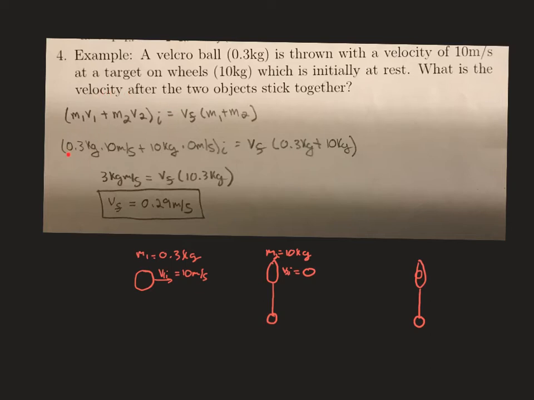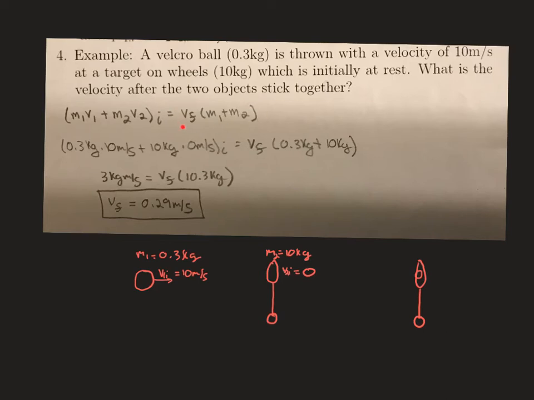So I'm going to first plug in my initial conditions here. I'm going to take the mass of the Velcro ball times its initial velocity. So we're going to take 0.3 times 10 plus the mass of the target times its initial velocity. So we're going to take 10 times 0, and that's going to give us 0. So initially we have 3 kilogram meters per second of momentum.